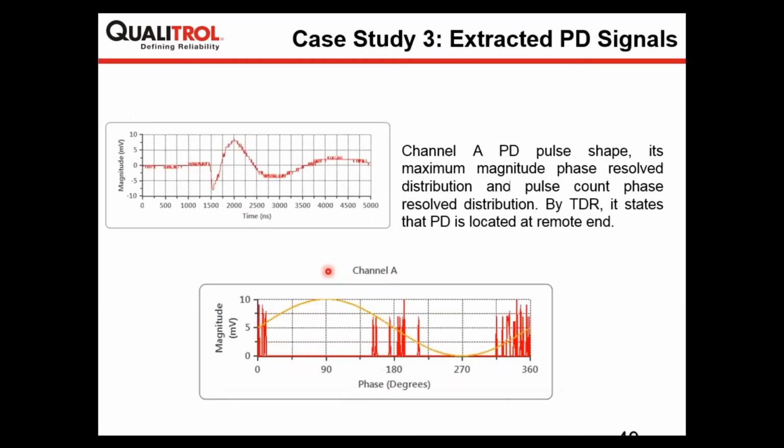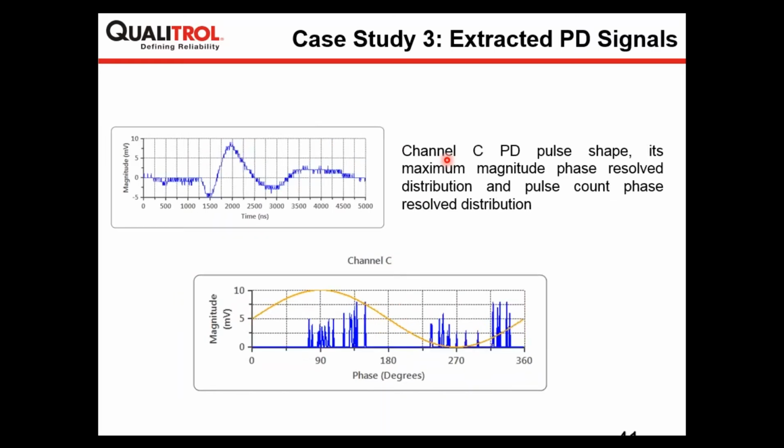However, on the same channel, this was a partial discharge activity which was extracted out of the data, and this was its phase resolved pattern. This partial discharge activity was happening on channel A, or phase A of the power cable, and the same type of activity was happening on phase C of the power cable. And here you can see the difference in the pattern. Although the pulse shape looks the same, these were different in phase resolved patterns.